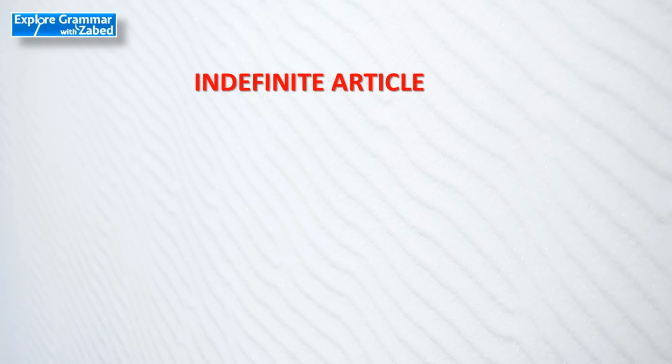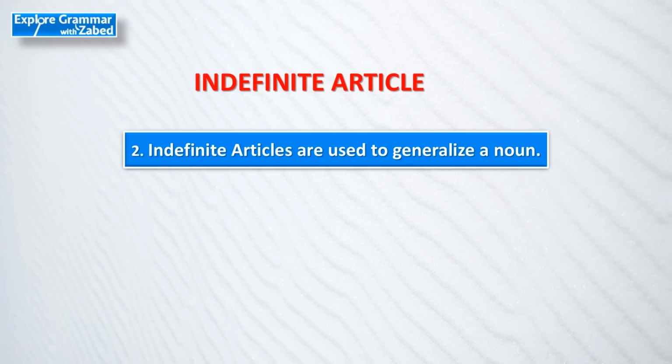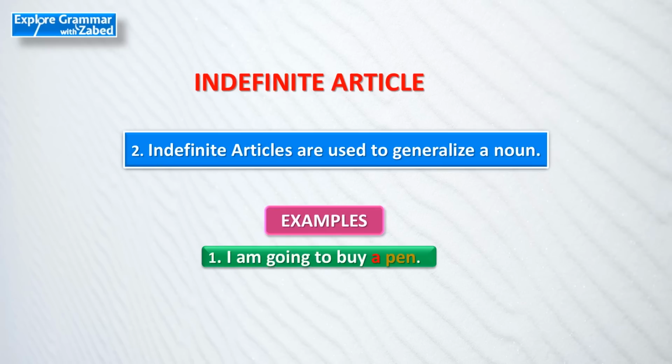Indefinite articles are used to generalize a noun. For example, I'm going to buy a pen. Here, a pen means any pen in the world. I'm not making the meaning of the word pen specific. I'm not referring to a specific pen. I'm just going to buy any pen. So, a is making the meaning of the word pen generic.